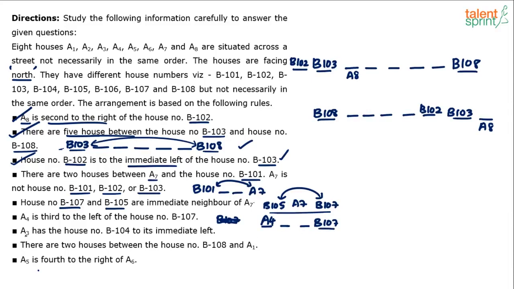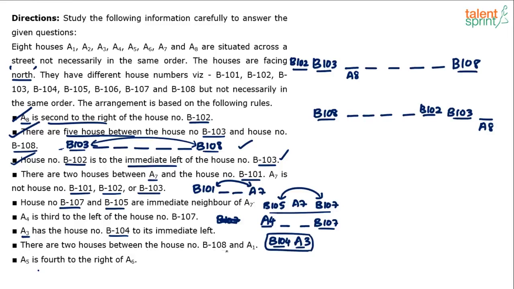Next clue. A3 has the house number B104 to its immediate left. So if this is A3, immediate left is going to be B104. So all these have to be satisfied in the arrangement, right? Immediate left of A3 is B104.